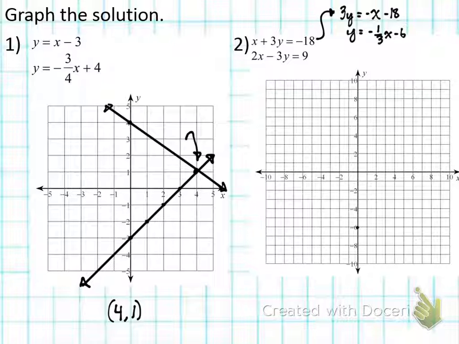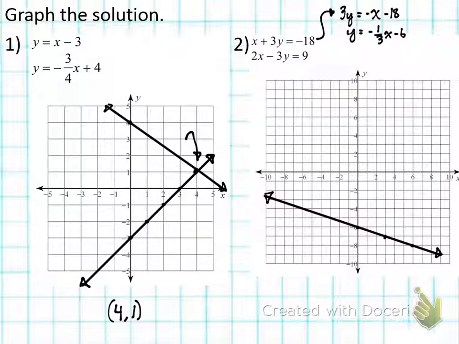I'm plotting my y-intercept. Slope is negative 1/3: down 1 over 1, 2, 3. Again, down 1 over 3, down 1 over 3. We could go the opposite way as well. Plot my points and draw my line.